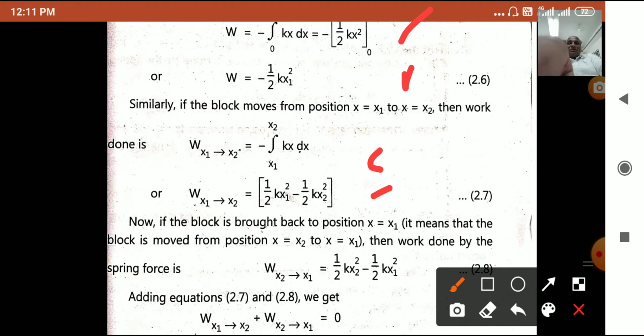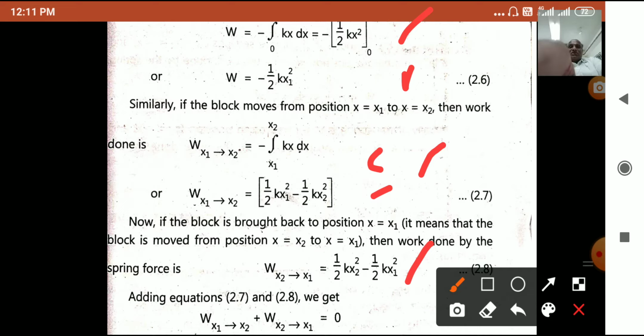Now if the block is brought back to position x equal to x1, that is, the block moves from position x equal to 2 to x equal to 1, again the block comes to its original position, then the work done will be found in a similar way, only we change the body moves from x2 to x1. Again integrating, putting upper limit minus lower limit, we get 1/2 kx2 square minus 1/2 kx1 square. Now if we add these two equations, this is first and this is second, that is when the body moves from x1 to x2 and when again the body moves from x2 to x1.